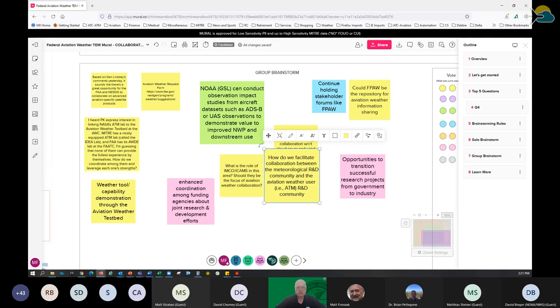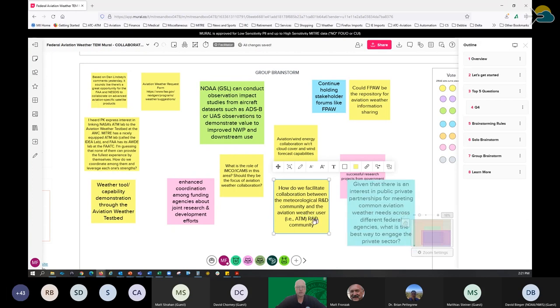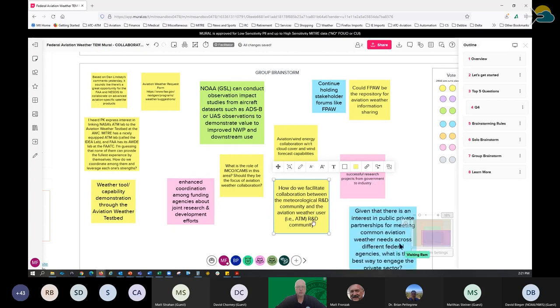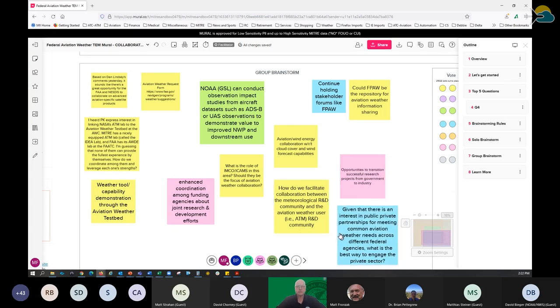Opportunities to transition successful research projects from government to industry. We do that through our weather technology in the cockpit. I know Gary Picardner, who's on here, could talk about that for hours. He leads our WITIC program. That's what we do, is transition our WITIC capability to private industry. But let's open that up for discussion, see if anybody wants to talk about it, or whoever submitted that, what the thought is there.